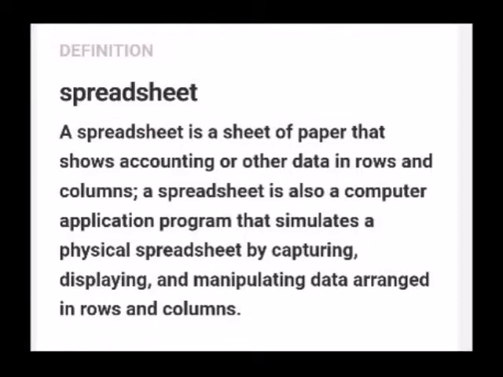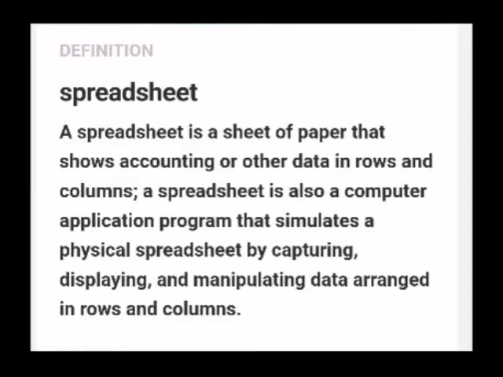So open your IT Planet Windows 7 with Office 2010 book at page number 14, chapter number 2, Spreadsheets Formulas. Let us start with the simple definition of spreadsheet. Means what is spreadsheet actually? A spreadsheet is a sheet of paper that shows accounting or other data in rows and columns.